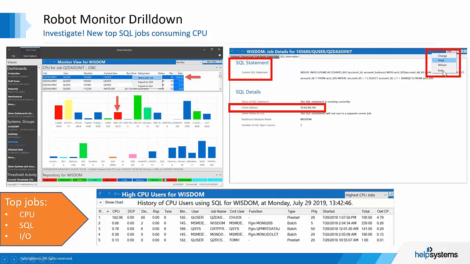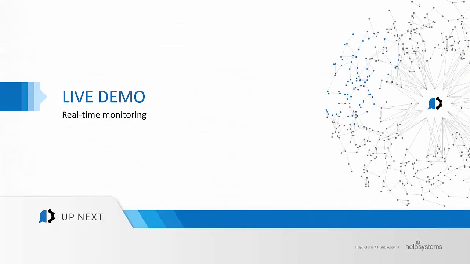I could put it on hold. I could end it. I could look at the job log. And also, as of April of this year, we've added a new view into Robot Monitor that is specifically looking at CPU users using SQL. And that's kept historically. So I can go back in time and see for any time period what jobs were consuming CPU, and that's kept for a period of time, usually 30, 60, 90 days. And beyond that, we'll have some summary data. Okay, so let's do a live demo.